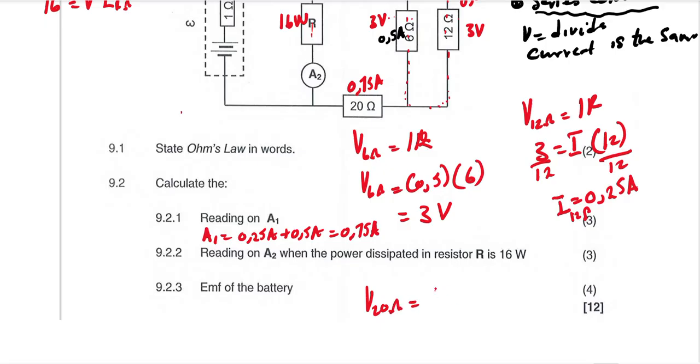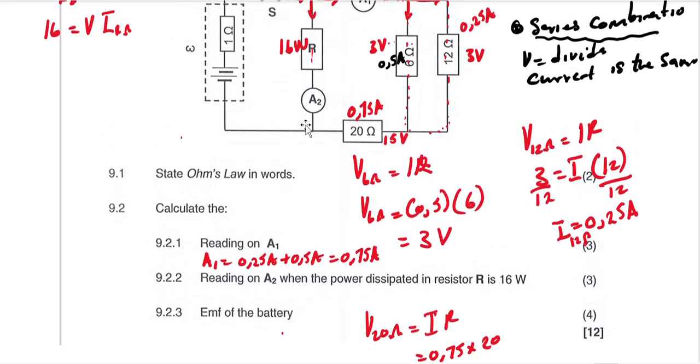V of the 20 ohm is equal to IR. What's our R? 0.75 is our I, and then what's our R? Our R is 20. And then this is going to give us 0.75 multiplied by 20, we get 15. Do you get me? Here we have 15 volts for the 20 ohm. Here on the 20 ohm, we have 15 V. Do you get me? 15 V.